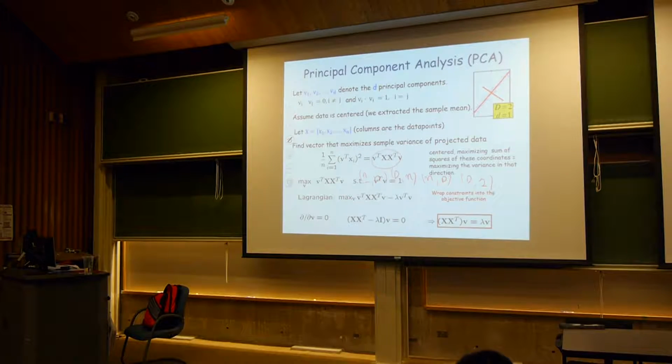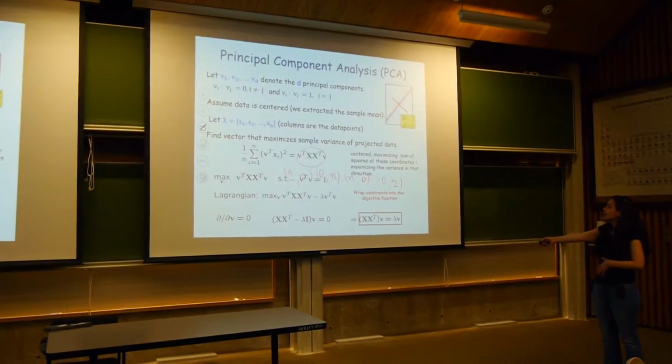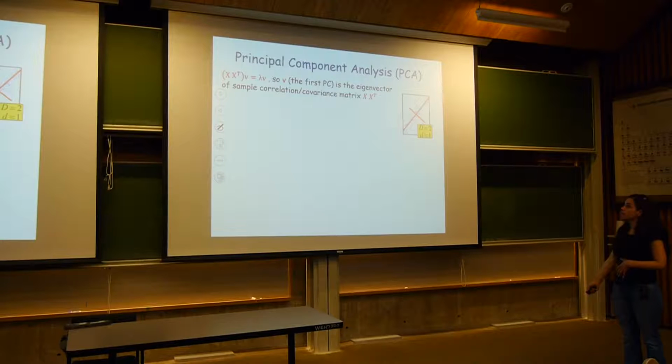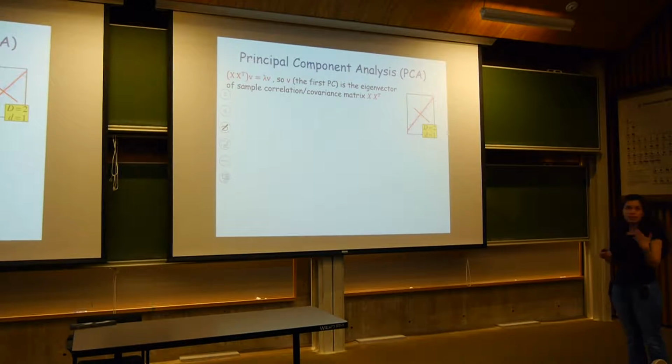Good, just to make sure. What this equality implies is that the first principal component is an eigenvector. In particular, it is the first eigenvector of the sample covariance matrix, because if you think about it, X X transpose is the sample covariance matrix.